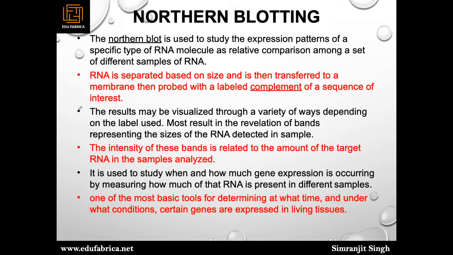So northern blotting is used to study the expression patterns of specific RNA molecules as a relative comparison among different samples of RNA. So RNA is separated based on size and then transferred to a membrane, then probed with a labeled component of a sequence of interest. And it is used to study when and how much gene expression is occurring by measuring how much of that RNA is present in the different samples.